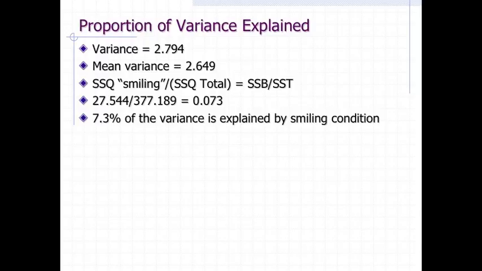The most convenient way to compute the proportion explained is in terms of the sum of squares condition divided by the sum of squares total. For the data presented, the sum of squares for smiling condition is 27.544, and the sum of squares total is 377.189. Therefore, the proportion explained by smiling condition is 27.544 divided by 377.189, which equals 0.073. Thus, 0.073 or 7.3% of the variance is explained by smiling condition.